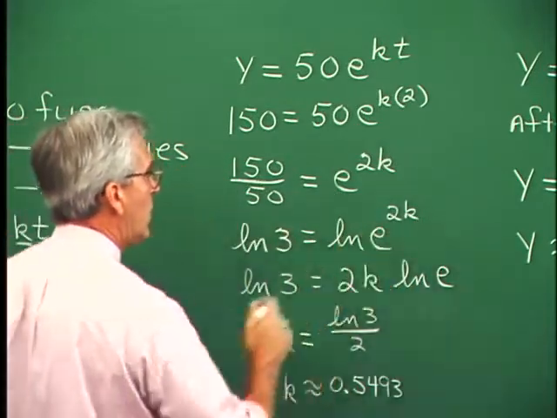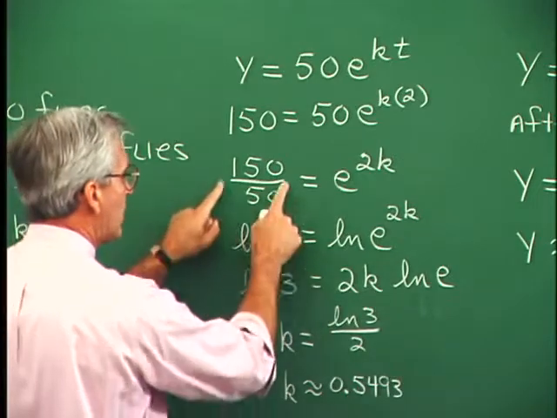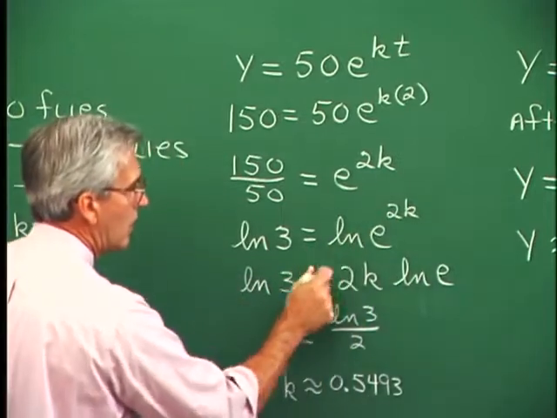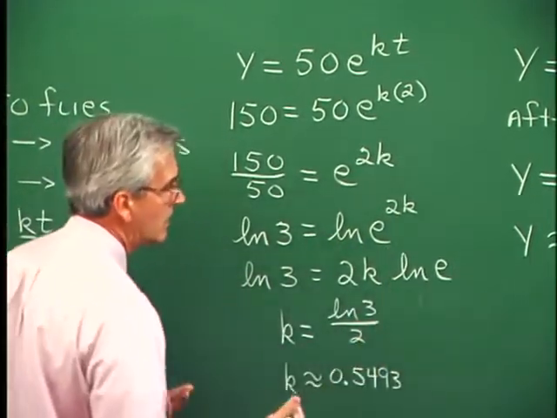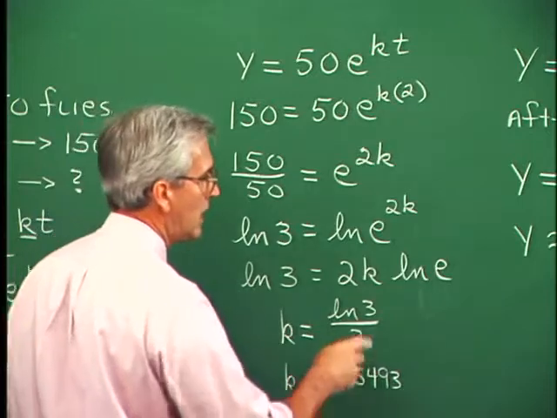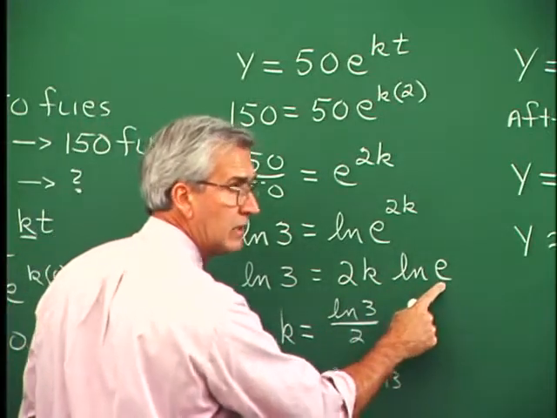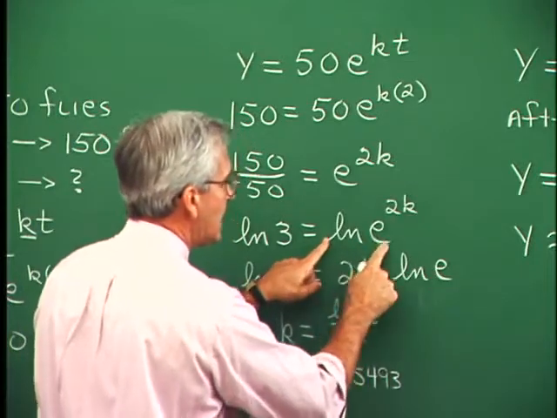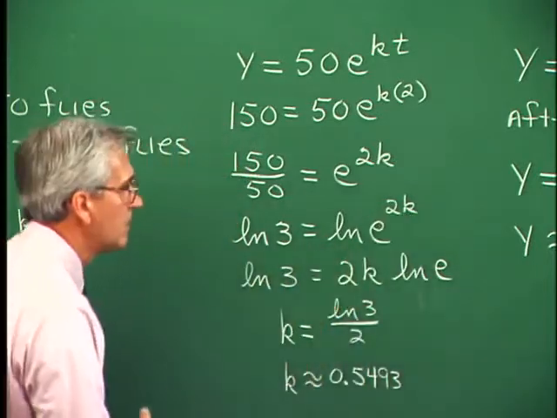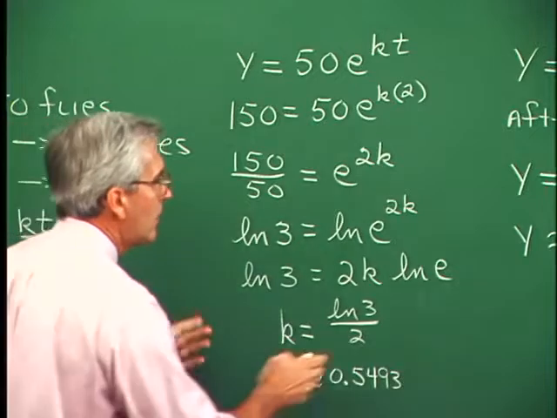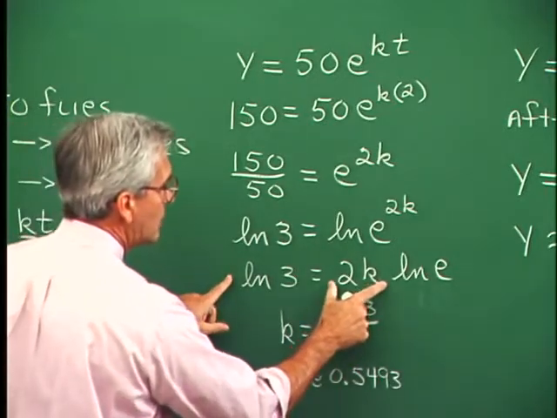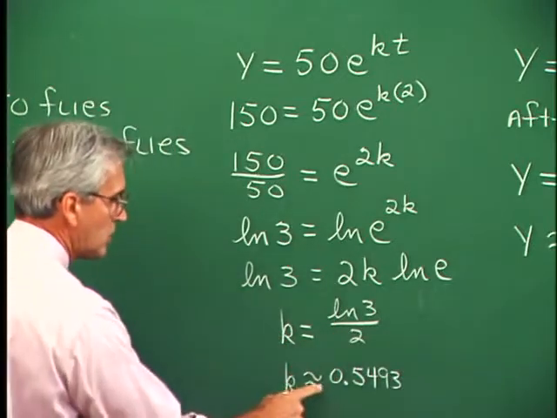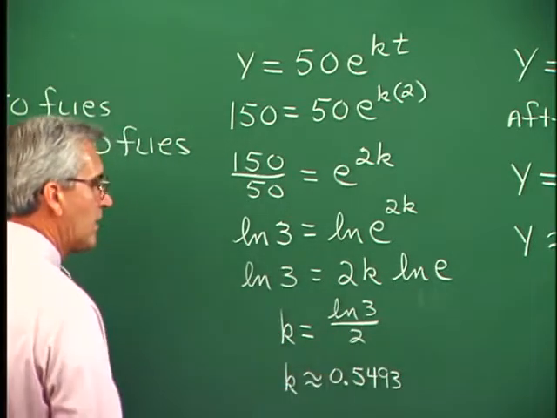We take the natural log on both sides, so we have natural log of 3 on the left is the natural log of this. The 2k becomes the coefficient of ln e. Now, in the future, when we go through this process, we know that ln e is simply 1, and we won't even write the ln e. If we have ln e to some exponent, we'll just write the exponent, okay, from here on out. But at any rate, we're solving for k, so we divide on both sides by 2. We find k to be ln 3 over 2, which is approximately 0.5493.